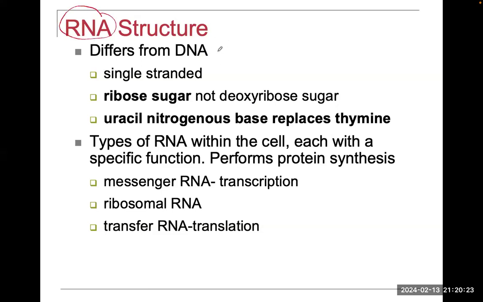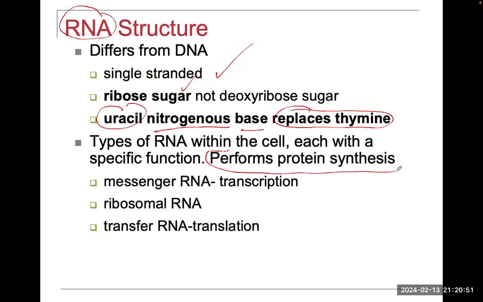What about RNA? It's going to differ from DNA because the RNA is single-stranded. It's a ribose sugar, not a deoxyribose. And uracil is the nitrogenous base that replaces thymine. That's pretty important. Now, the types of RNA within the cell, each with a specific function, but they're all geared to perform protein synthesis. And the three different types are messenger RNA, ribosomal RNA, and transfer RNA.